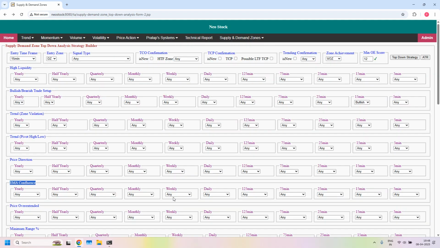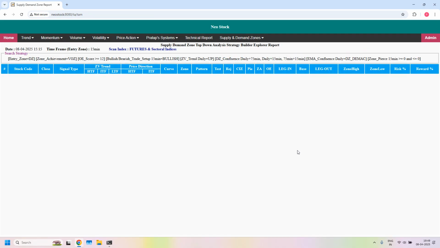In the EMA confluence at a daily time frame, I am checking daily demand zone with daily EMA. At the same time, the trend on the daily should not be sideways, it should be an uptrend because it is a bullish trade setup. So we did not get any stocks. So no stocks are having EMA confluence today. So this is about the bullish trade setup for daily income trade.